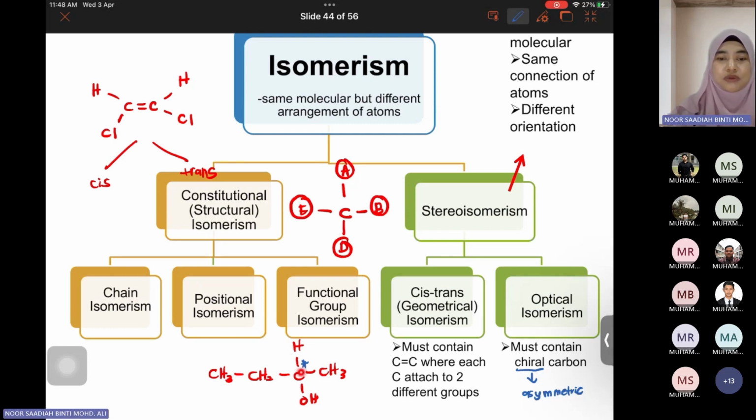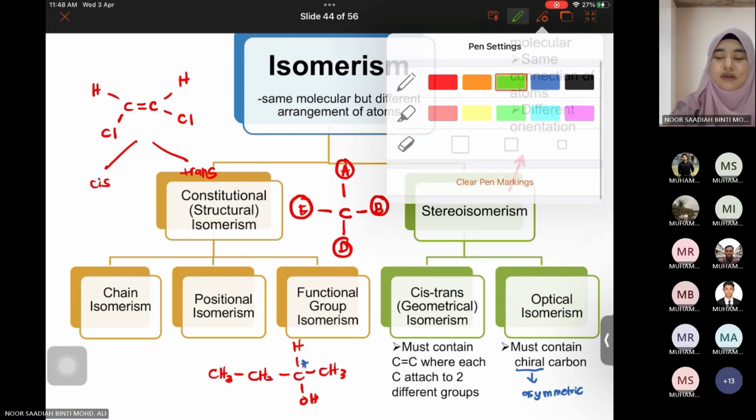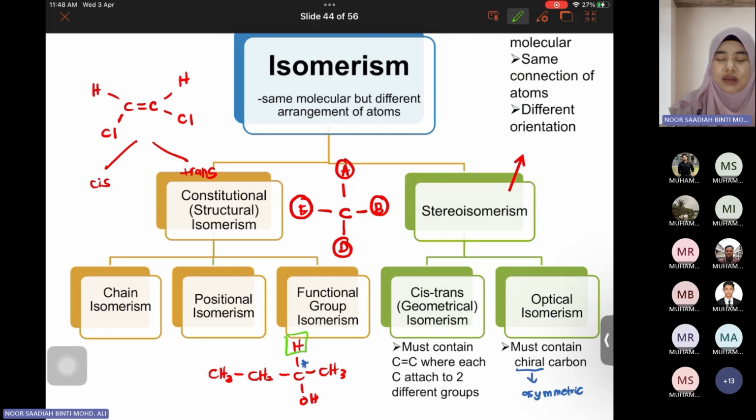Can you see the 4 different groups attached to it? The carbon has 1 hydrogen, 1 CH3, 1 OH group, and the remaining group, CH2CH3. So there are a total of 4 different groups. That's why the carbon here is called a chiral carbon. If a compound contains a chiral carbon, then the compound can exhibit optical isomerism.